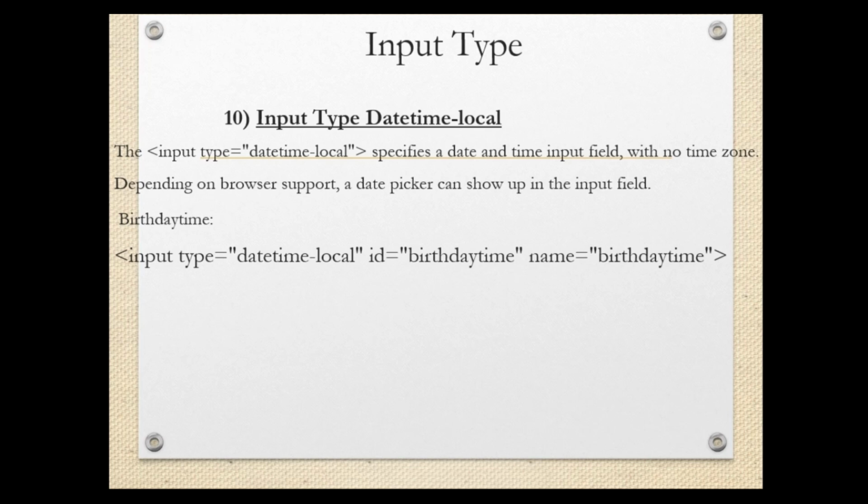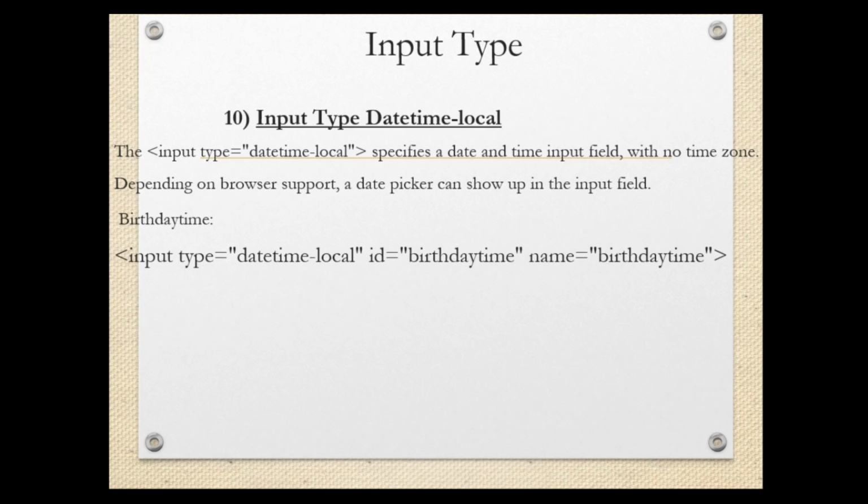Next one we have input type date and time. Now this will give you your date and time. It will give you date also and it will give you time also. So input type equal to datetime-local specifies a date and time input field with no time zone. Depending on browser support, a date time picker can show up in the input field.